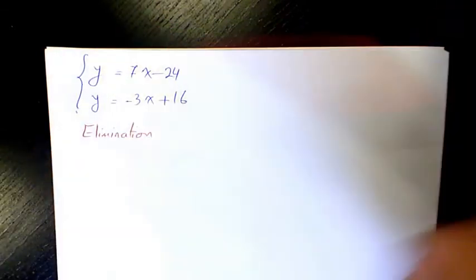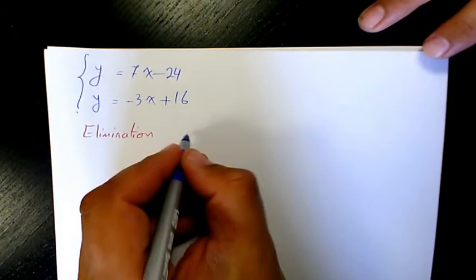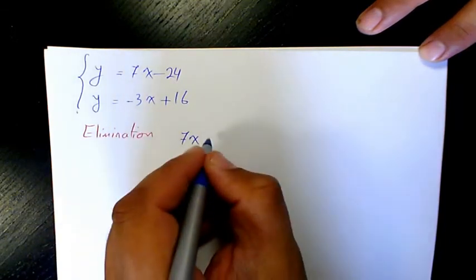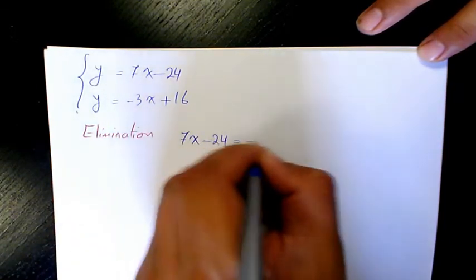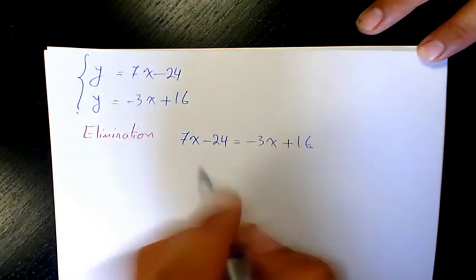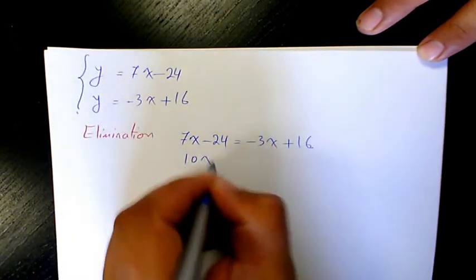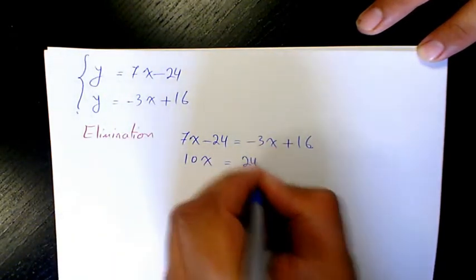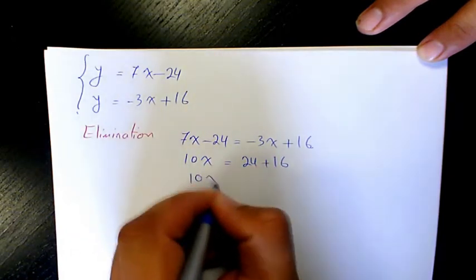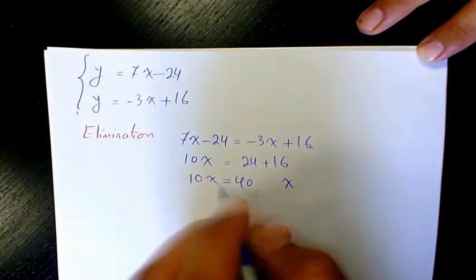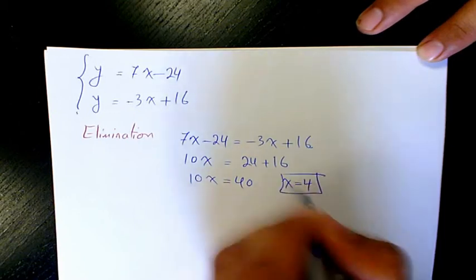Since the left hand side are the same, the right hand side must be the same as well. So I'm going to write 7x minus 24 equals negative 3x plus 16. So move it to the other side, it's going to be 10x. Here we have 24 plus 16, which is going to be 40. So x will be 40 divided by 10, which is 4.